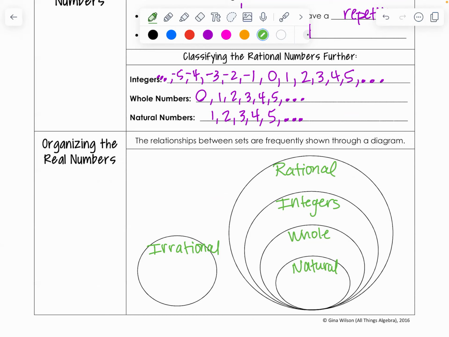So give me an example of a natural number. 4. 4 would be a natural number, but it's also a whole number and an integer and a rational. Okay. But you don't have to write it in. No. So like -3 is an integer. Well, we know it's an integer, so it's also a rational number. Okay.